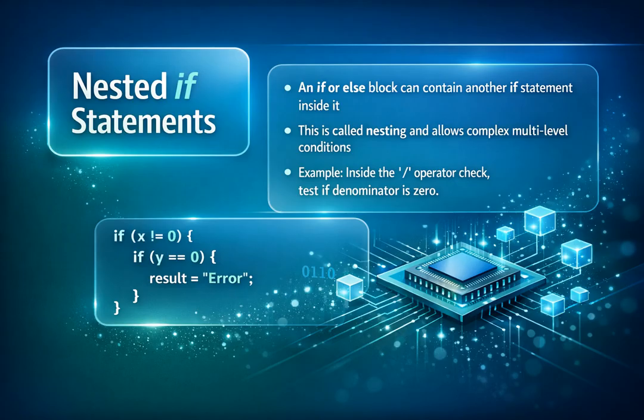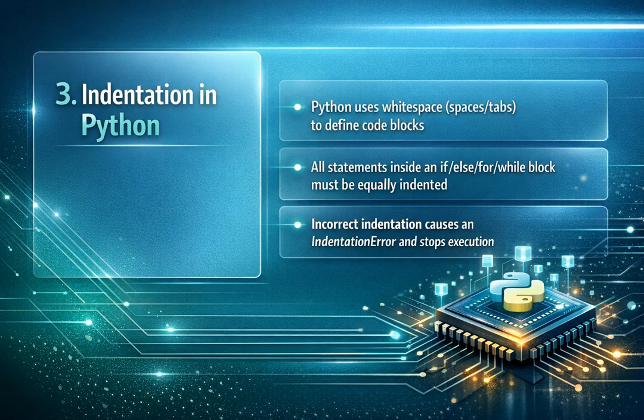Nested if statements occur when you place an if block inside another if or else block. This allows you to handle complex multi-level conditions. For example, in a calculator program, first check which operator was entered, then check for special cases like division by zero. Indentation is how Python defines blocks of code.